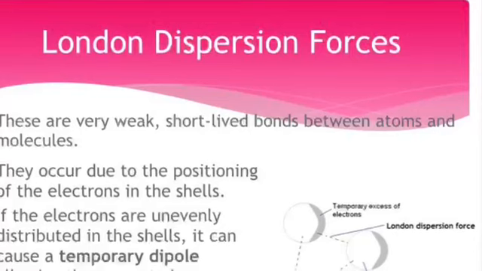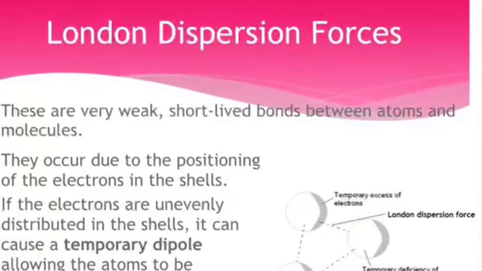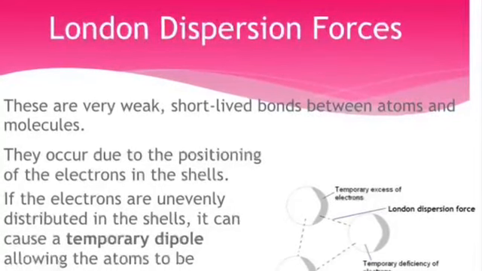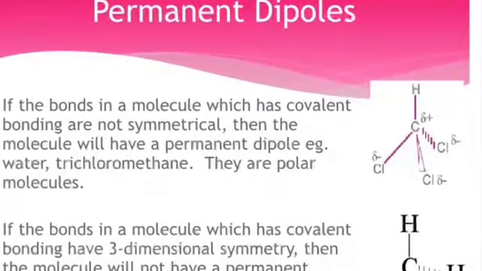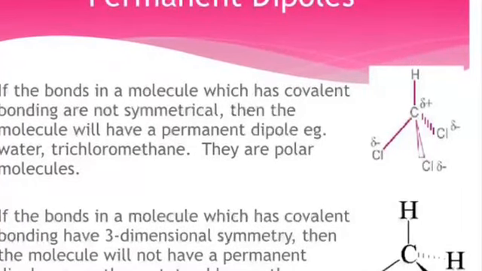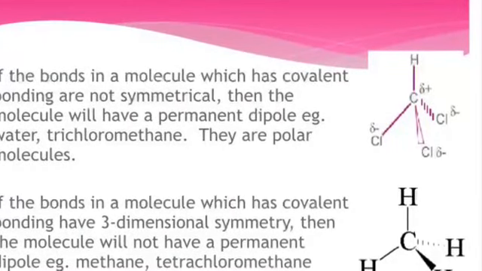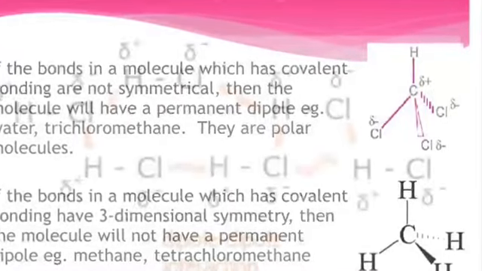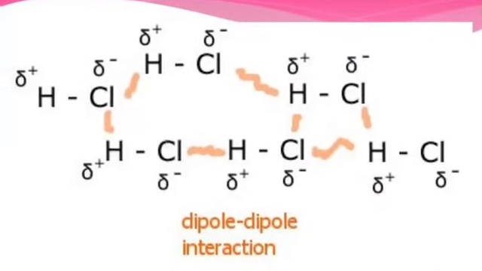This is where the electrons, by random movement, finish up on one side of an atom, and that gives a slight negative side to one side and a slight positive to the other. The second type is the permanent dipoles. This is where the atoms making up the molecule have differences in electronegativity. This leads to permanent positives and negatives on each side of the molecule.